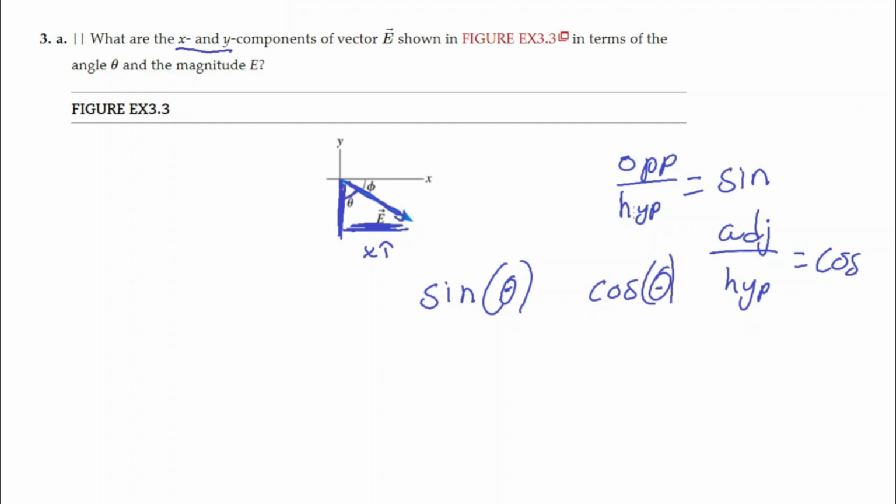Now, cosine can't be positive because this is going downward. This y value is in the negative range, so cosine has to be negative here. But sine is positive because it's to the right of the y-axis.